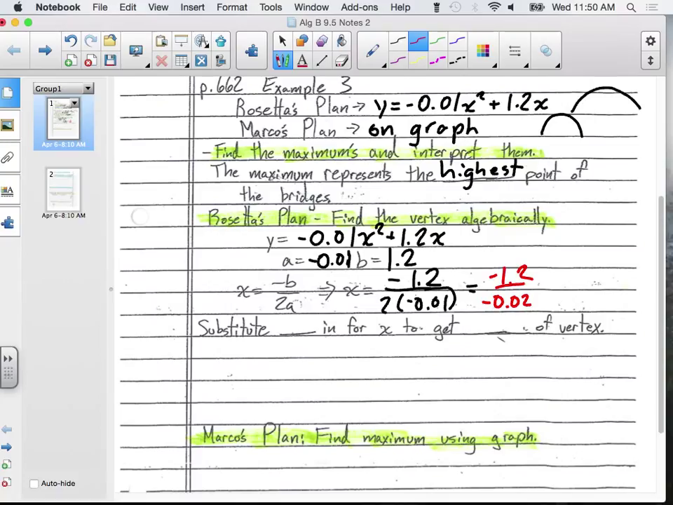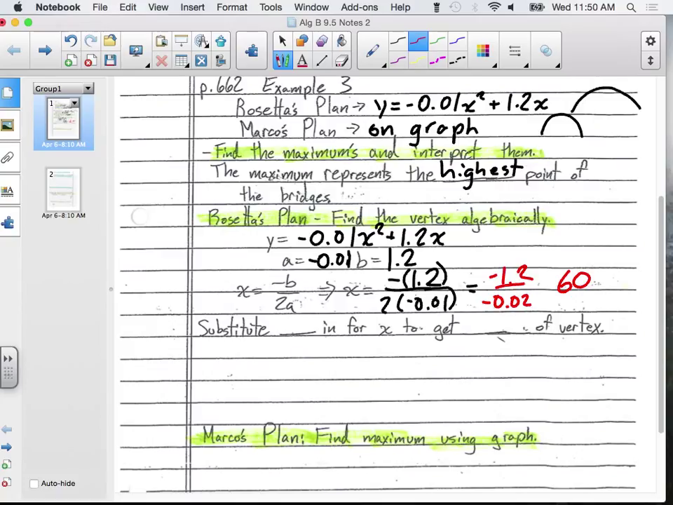The basic look of it is negative b over 2a. So you could think of, we're putting this in parentheses, we're just substituting the value of b. Alright, so what is negative 1.2 divided by negative 0.02? 60. Say that again, Trey? 60.